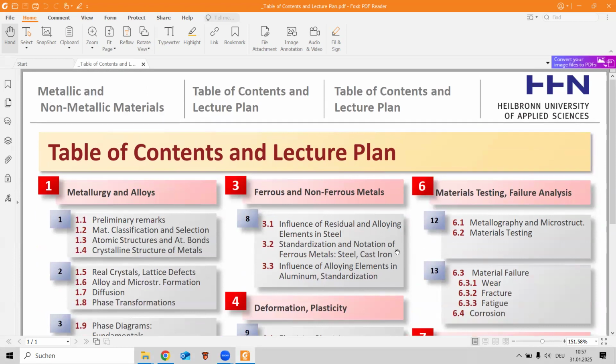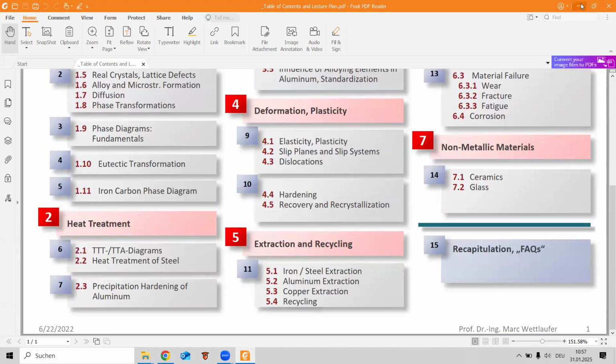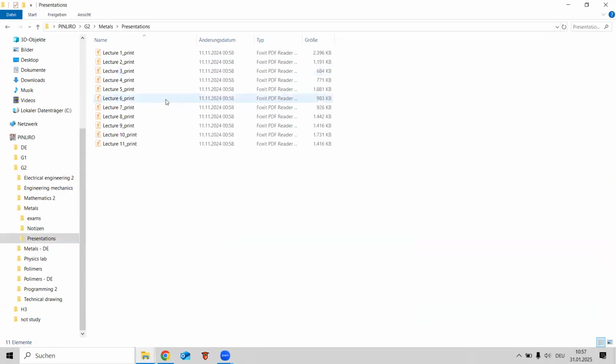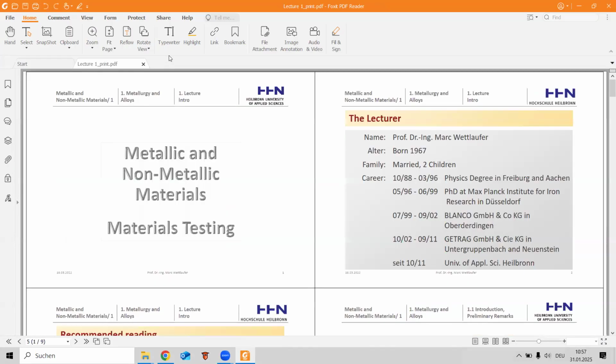We will look into the example exam, which is provided. Then we have two more additional practice tasks. So we will see those later. And we will have in total 11 presentations. So we will start with metallic and non-metallic materials. So, material testing part.